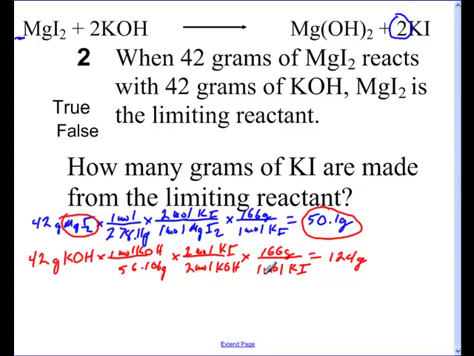Okay, so it's understood that KOH is in excess. And again, all we're doing is looking for which one of these two reactants would make the smallest amount of product. All right, so let's try another one.